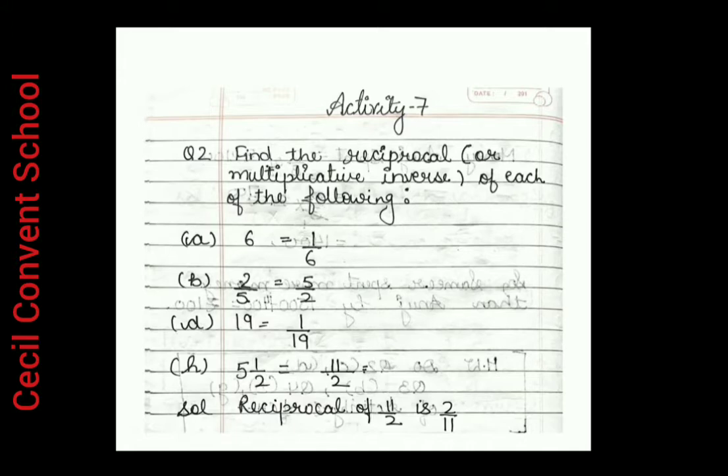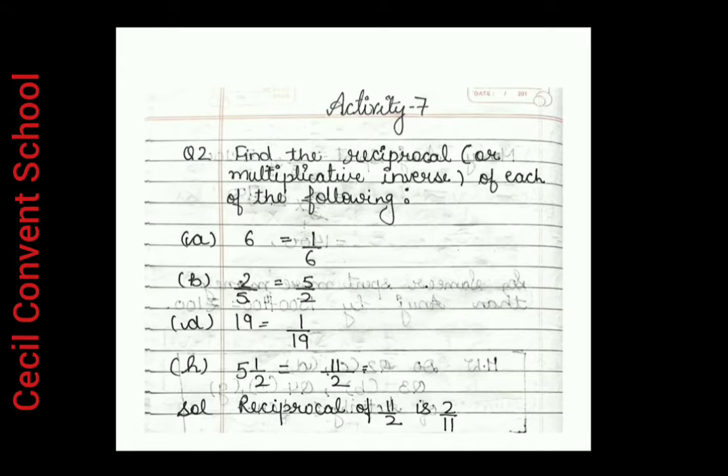So the reciprocal of 6 is 1 by 6. Clear? We write 6, which is in the numerator, now in the denominator. And down of 6, what is written? Nothing is written. So we consider 1 is written down of 6. So the answer will be 1 by 6.